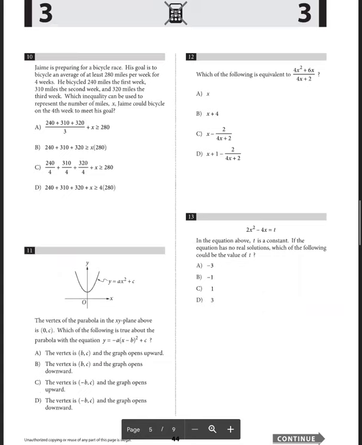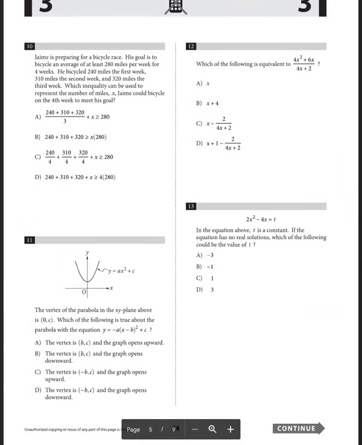All right. Jamie is preparing for a bicycle race. His goal is to bicycle an average of at least 280 miles per week for 4 weeks. He bicycled 240 miles for the first week, 310 for the second, and 320 for the third. Which inequality can be used to represent the number of miles x Jamie could bicycle on the 4th week to meet his goal?